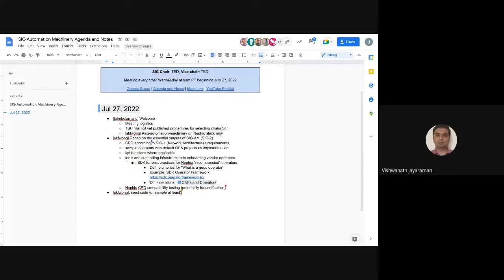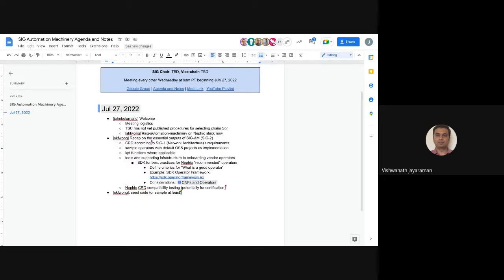So Stephen, this is Vish. What you were trying to say earlier, I want to capture the summary: the output of this particular SIG is going to make it easy for the vendors that create network functions to be able to deploy and configure the network function. That is what I think is the goal, right?